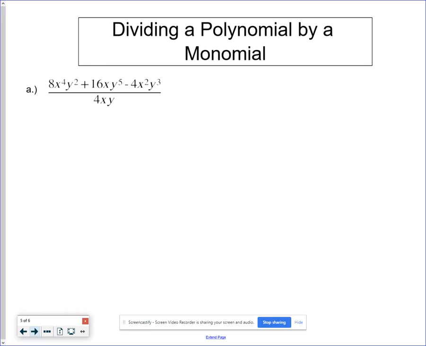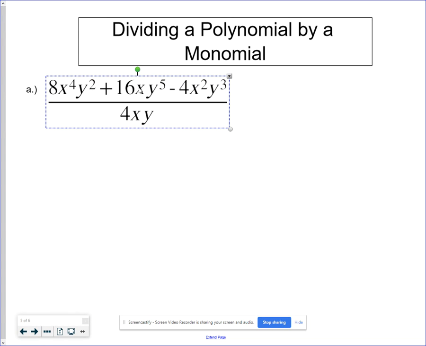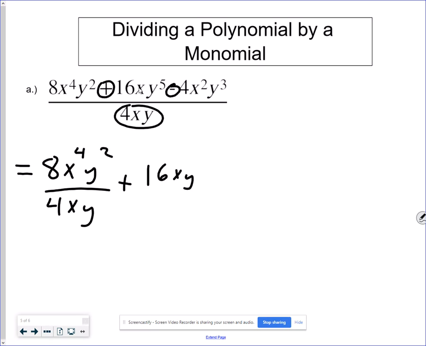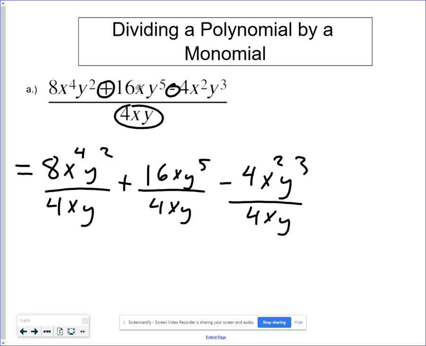If we look at this example right here, since we have addition and subtraction on top, what we can do is we can break this up into terms, and then this 4xy will just be the common denominator for all the terms. So we can break this up into 8x to the 4th y squared over 4xy plus 16xy to the 5th over 4xy minus 4x squared y cubed over 4xy. So we take the polynomial on top and break it up into its individual monomials. And this way we can divide each of the terms individually by the monomial on bottom.